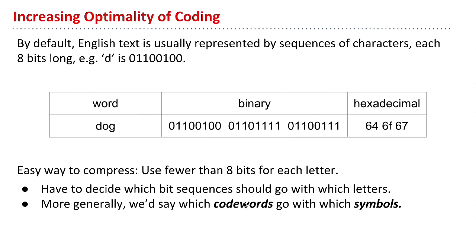And so in other words, what we're going to say is which code words, which encodings, right here, this is a code word, go with which symbols. So a symbol is G, a code word is the sequence of bits. Okay, that's what we're going to try and do.